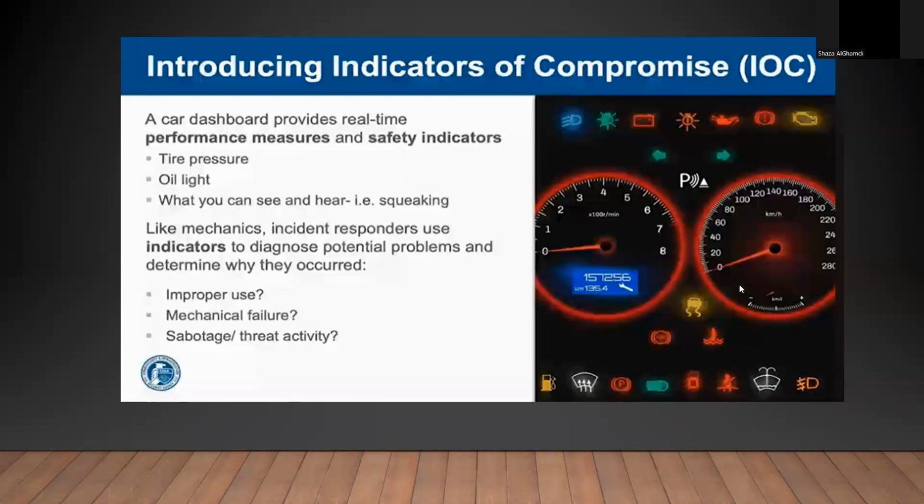Okay, guys. So I have a file here to ensure that there are no attacks. Exactly. So like machine incident response, use indicators to diagnose potential problems and determine why they occurred: improper use, someone improperly using the system, a mechanical failure, or sabotage, threat activity. So once we get one of these alerts, as we do in real life, we take our car to a garage or a workshop to check the car. We want to make sure, because we use this car on a day-to-day basis to do our jobs or to go to work.